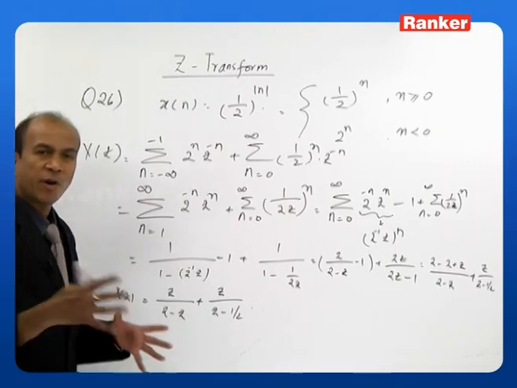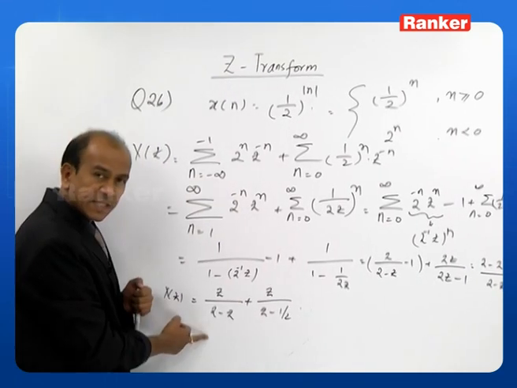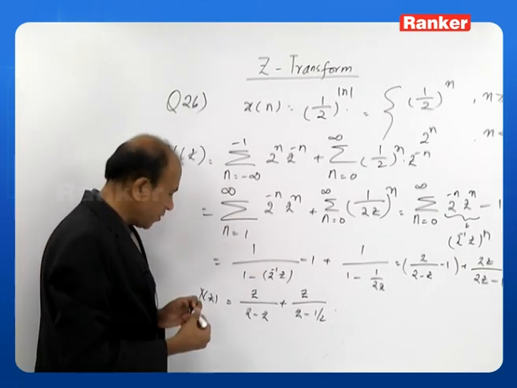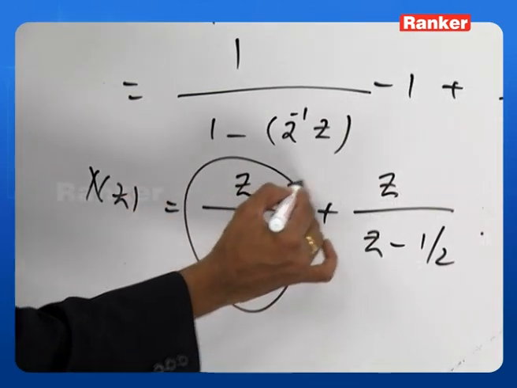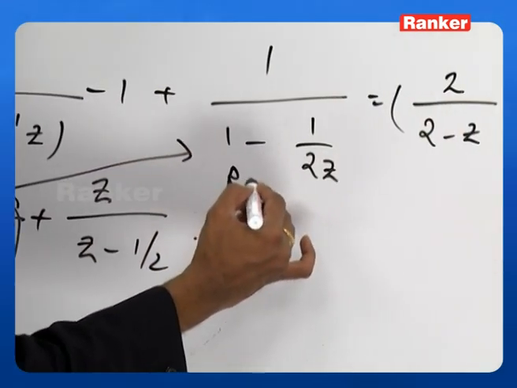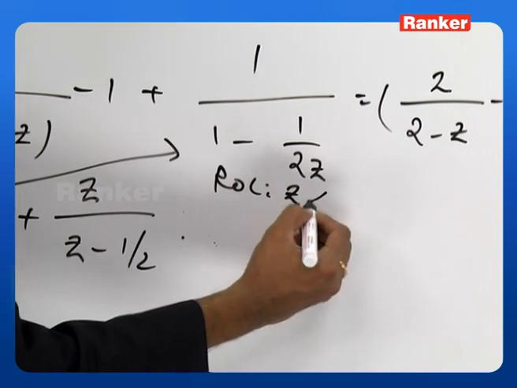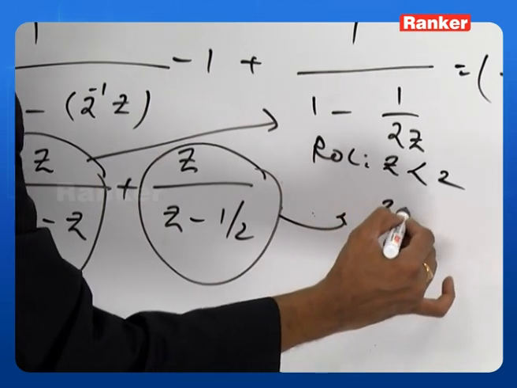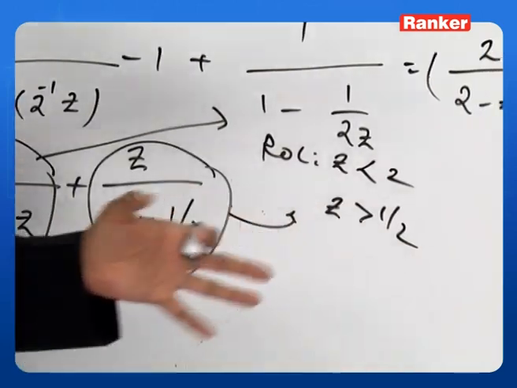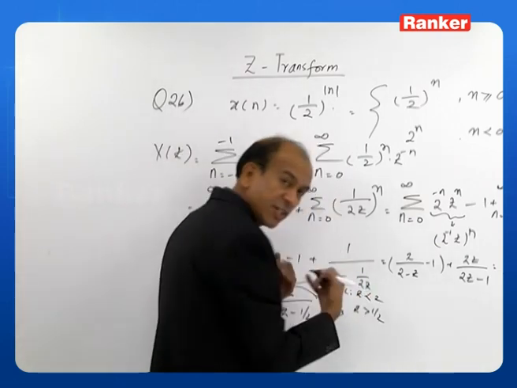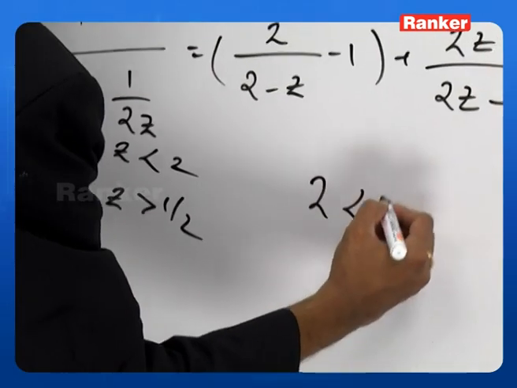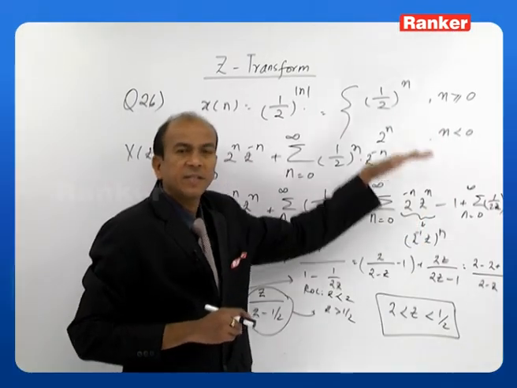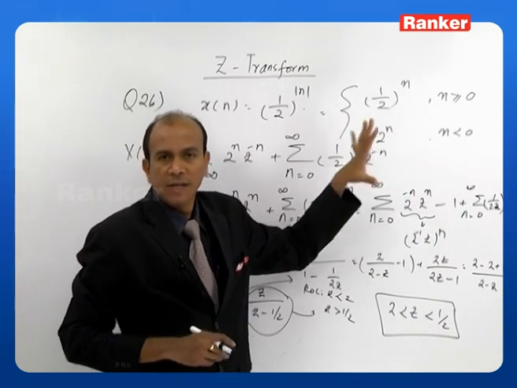Now actually what we have forgotten is we have to see what are the ROCs for this. For this the ROC is how much? z is less than 2 here. So the ROC for this is z is less than 2. What is the ROC for this? z is greater than half. So what will be the total ROC? The total ROC will be the intersection of these two. So my z lies between 2 and half. This is the overall ROC for this given signal.